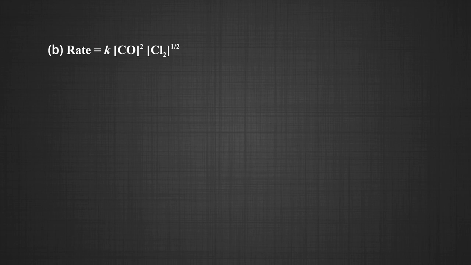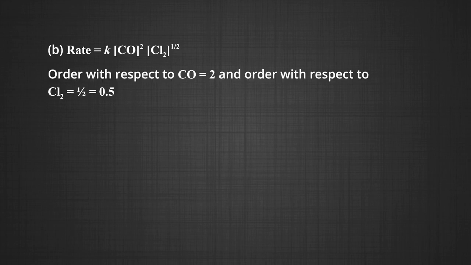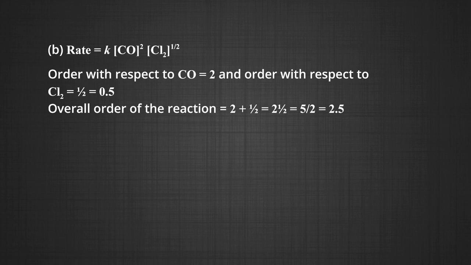Part B: rate is equal to k, concentration of CO raised to power 2, concentration of Cl2 raised to power half. Order with respect to carbon monoxide, that is CO, is 2, and the order with respect to Cl2 is half, that is 0.5. The overall order of the reaction is 2 plus half, which is equal to 5 by 2, equal to 2.5.